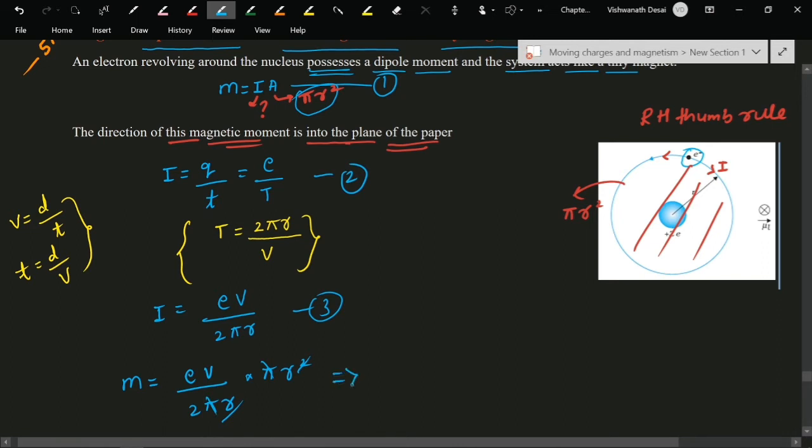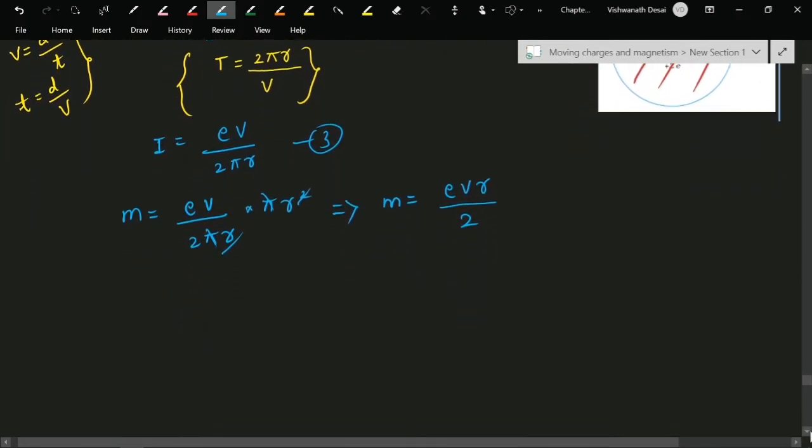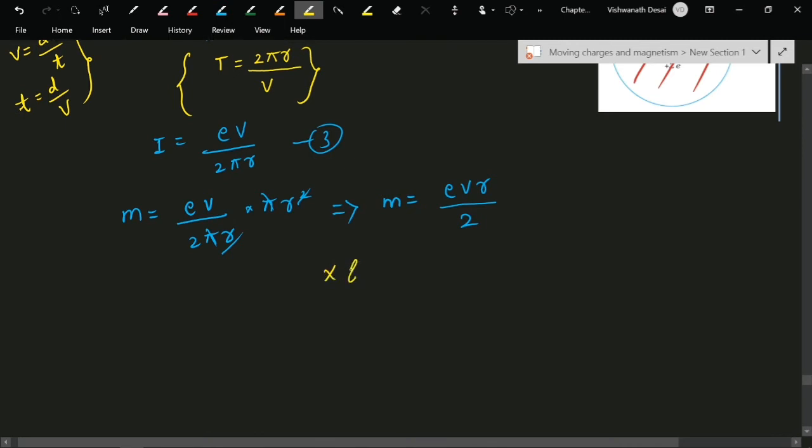Therefore the magnetic moment m is equal to evr divided by 2. Okay, this is the expression for magnetic moment. I want to simplify it further. Now what can I do? I will just multiply and divide it by the mass of an electron. Multiply and divide it by the mass of an electron.